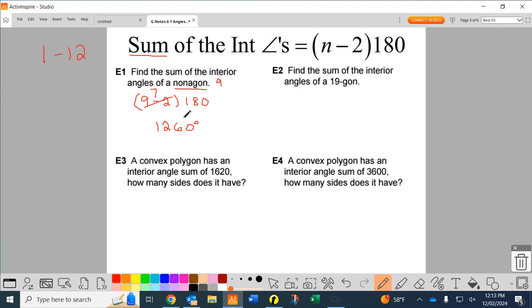Okay, for the next one we're doing a 19-gon. So for a 19-gon, we just use the 19. It's very straightforward. 19 minus 2 times 180. So do 19 minus 2, hit equals. Then times 180 equals. What's that give you?